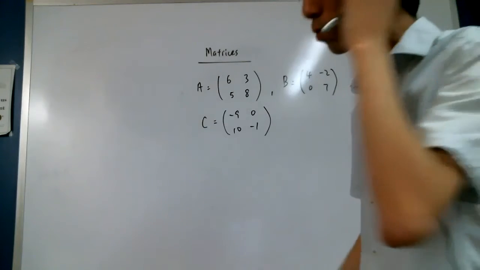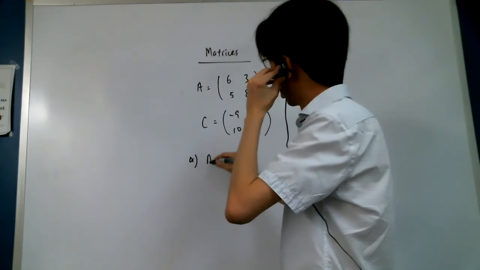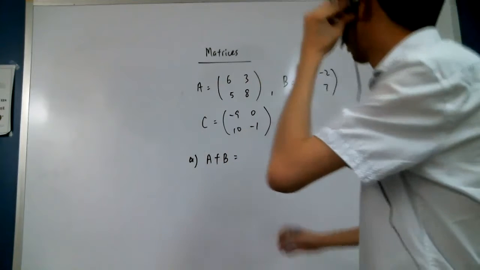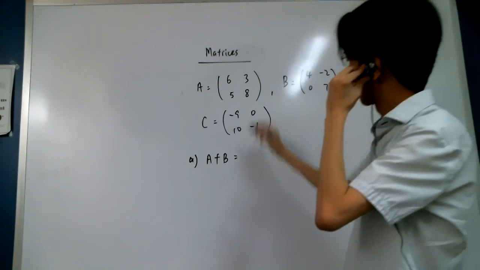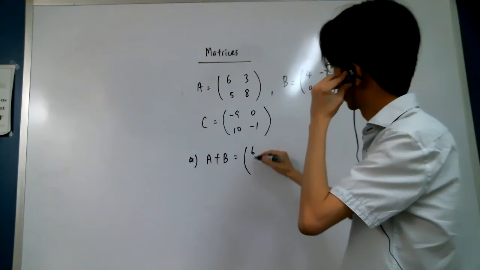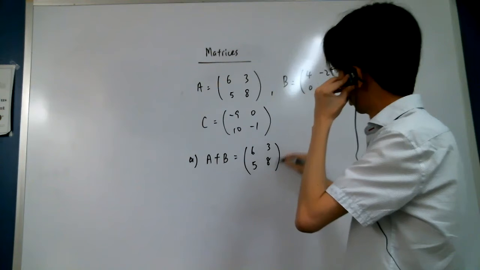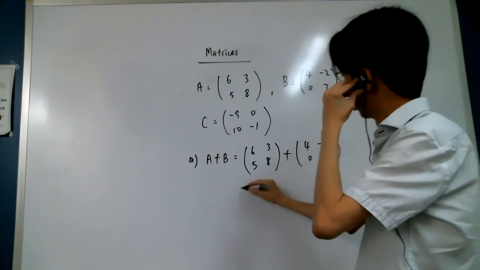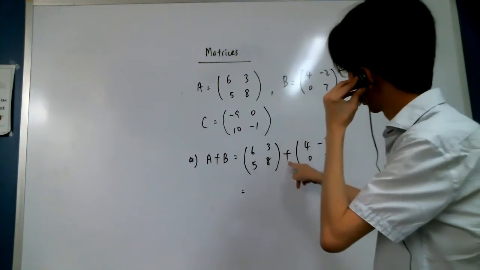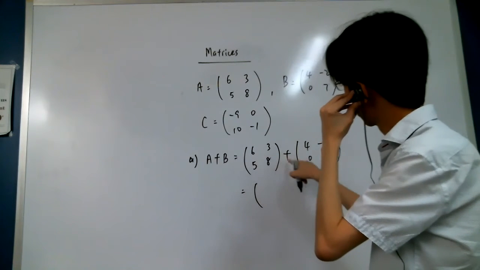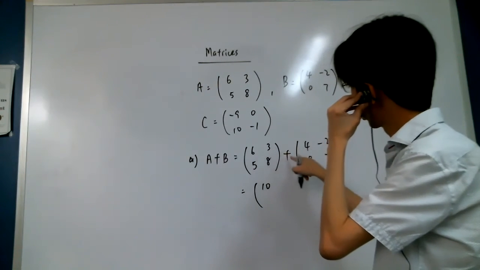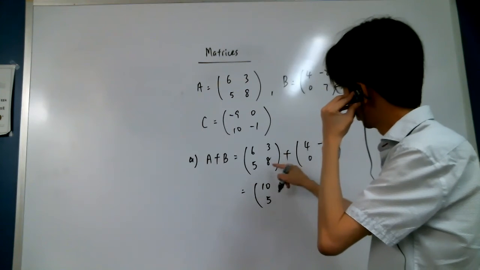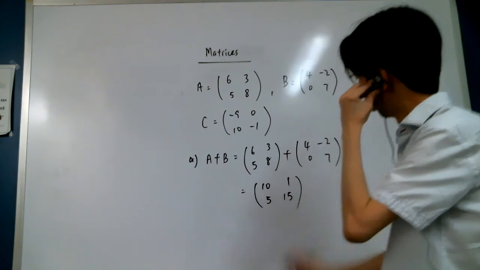Okay, first, part A, they ask you to find the addition of A plus B. So you just write down the matrix A, 6, 5, 3, 8, plus B, 4, 0, minus 2, 7. So you just add the corresponding elements. You'll get 6 plus 4, so you get 10, 3 plus minus 2, 1, 5 plus 0, 5, and 8 plus 7 will give you 15.